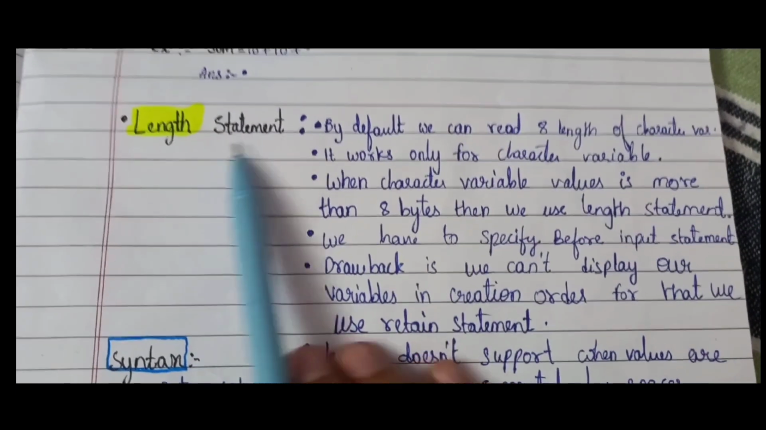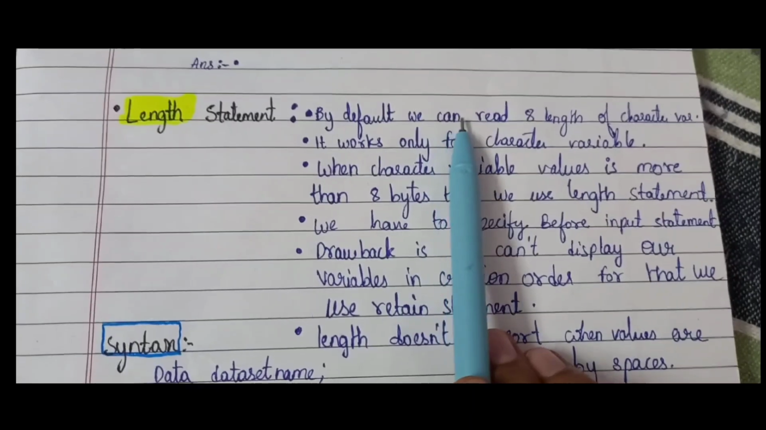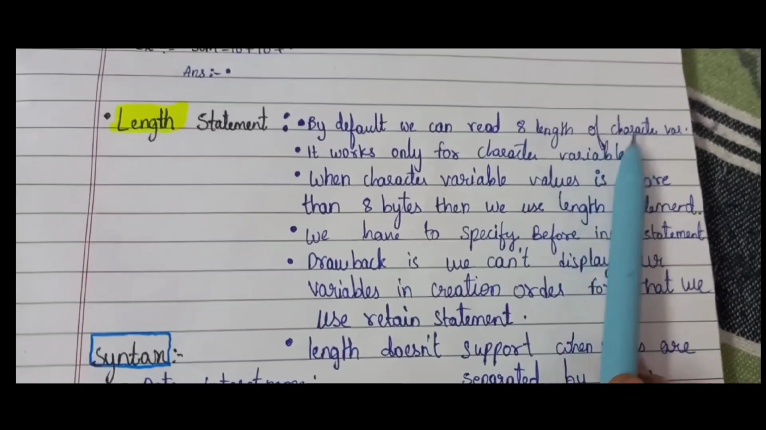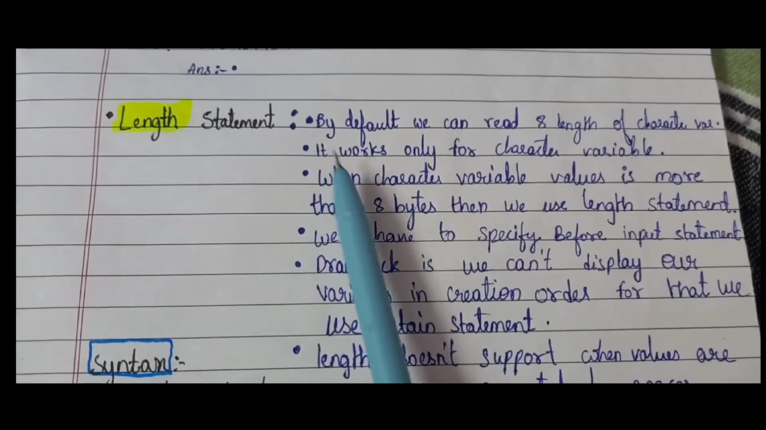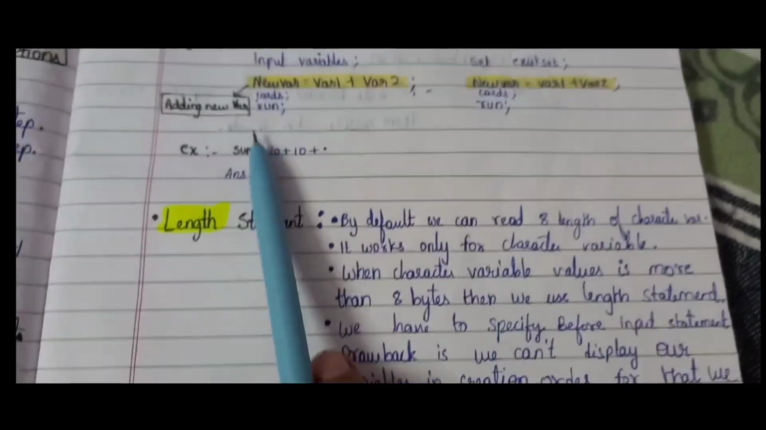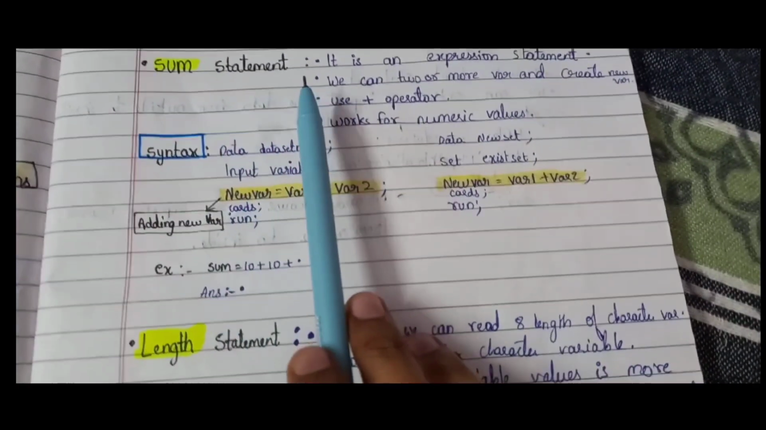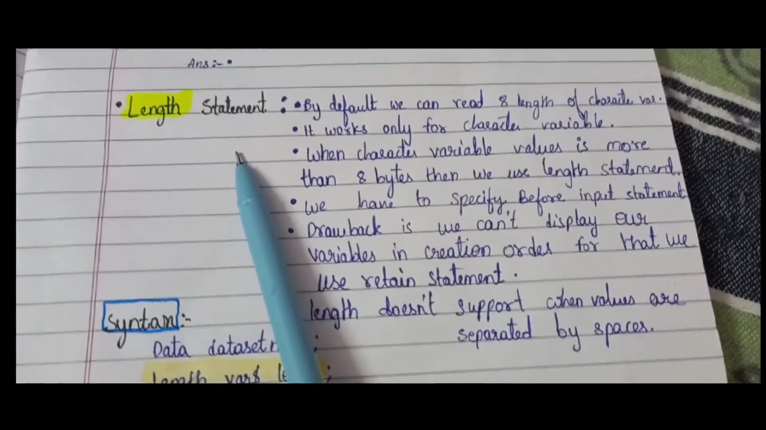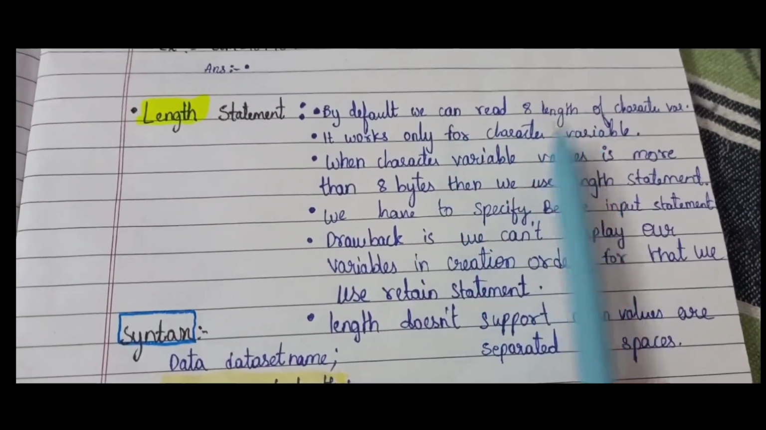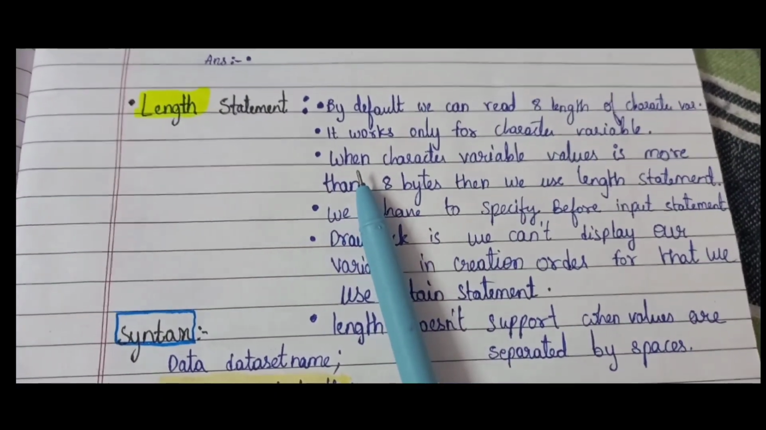Next is the length statement. By default, we can read 8 bytes of length for a character variable. It works only for the character variable. Some statements work only for numeric variables. The length statement is used for character variables and works only for the character variable.